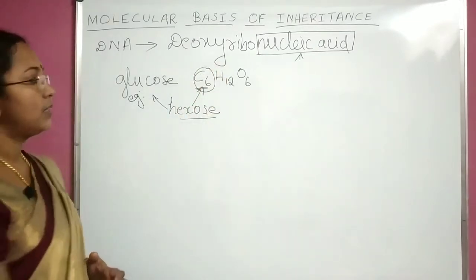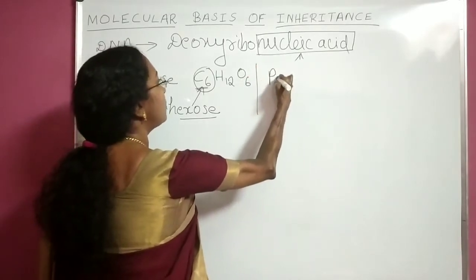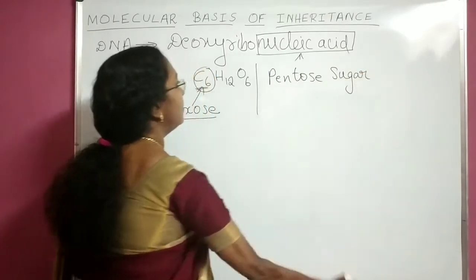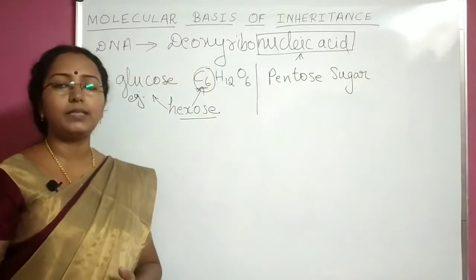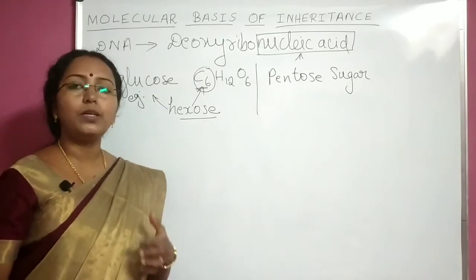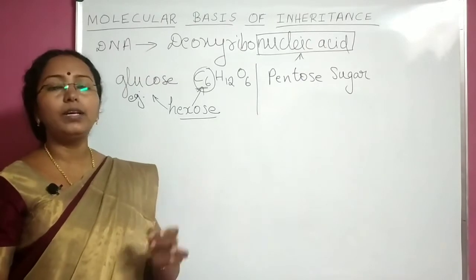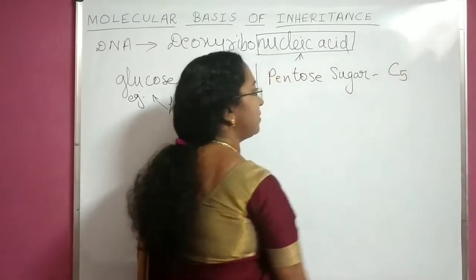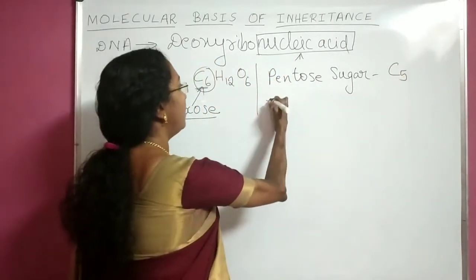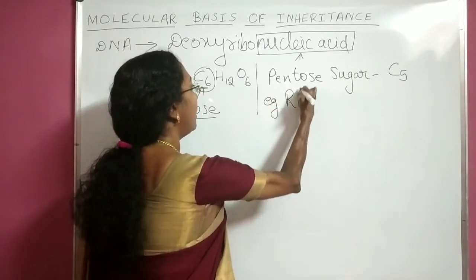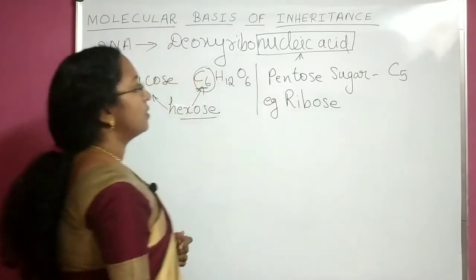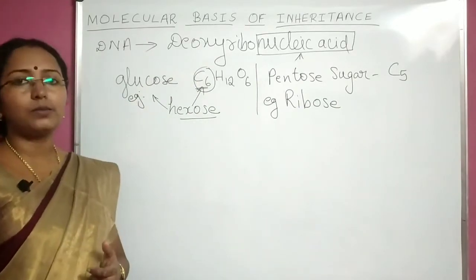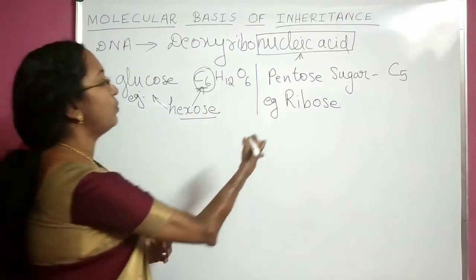Now you can guess what is the meaning of pentose sugar. Isn't it? I told you hexose is having 6 carbon atoms. So naturally pentose is a sugar molecule having 5 carbon atoms. Which is the example? The example of such a sugar is ribose. Ribose is an example of a pentose, like glucose is an example of a hexose. So our point of attention is towards this one, ribose.